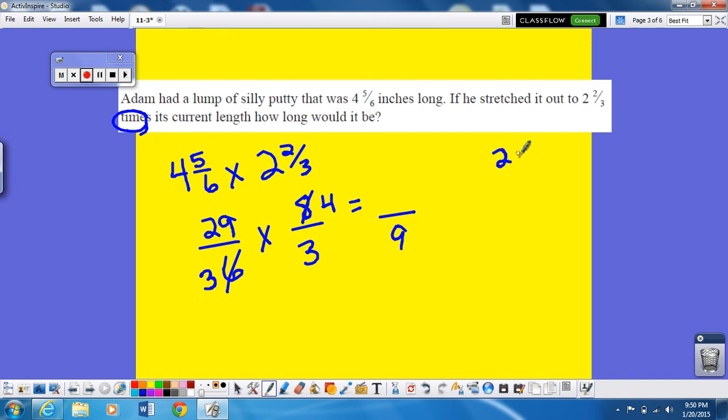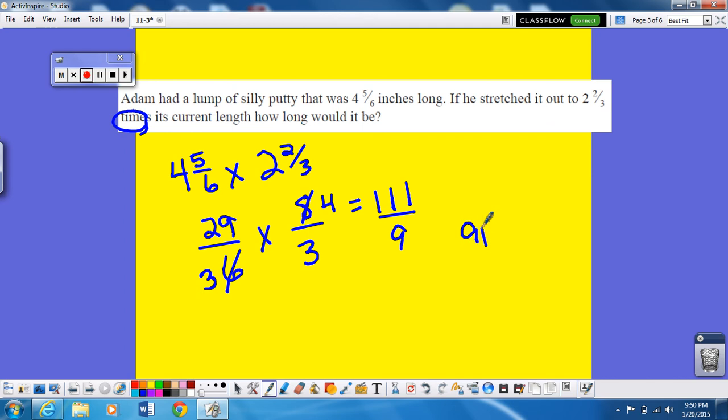29 times 4. That's not going to be one that you're probably going to know in your head. So come over to the side and work that out. 4 times 9 is 36. 4 times 2 is 8 plus 3 is 11. So we have 111 over 9. Remember, we need to turn it into a mixed number.